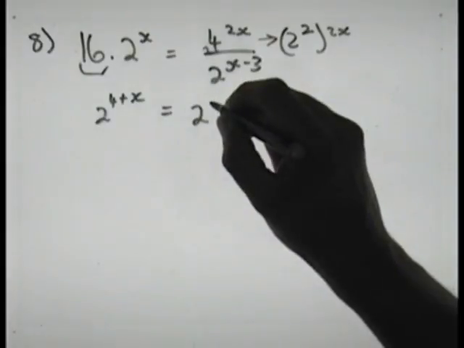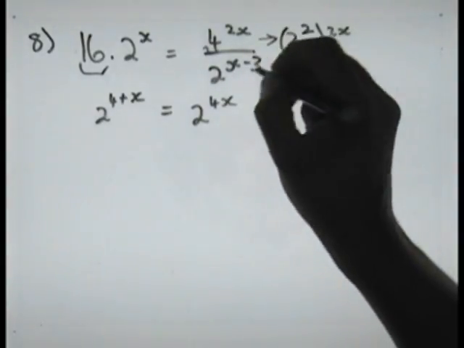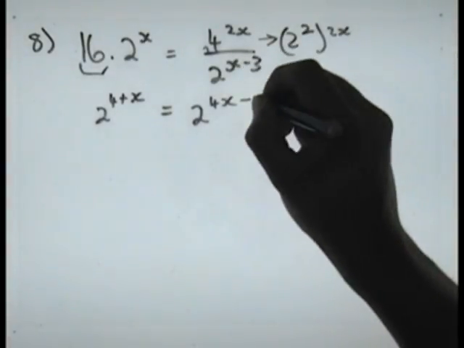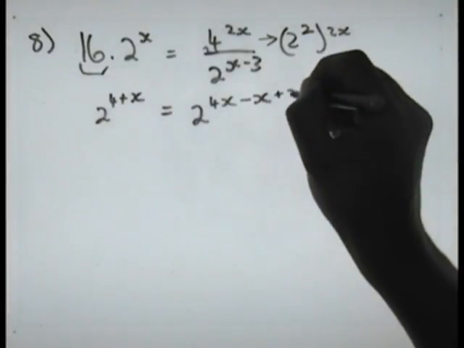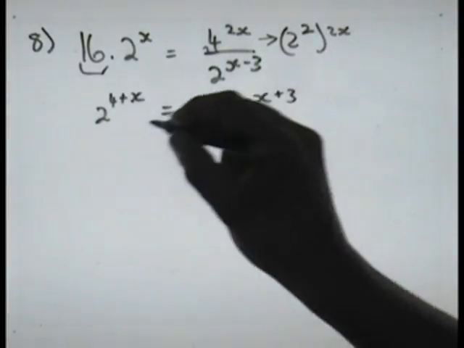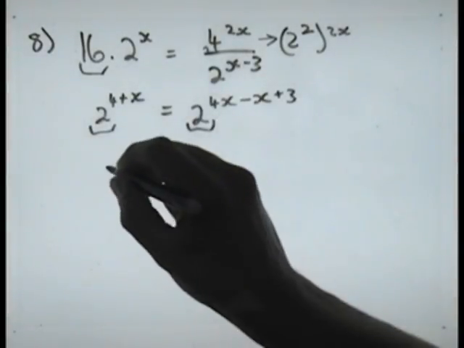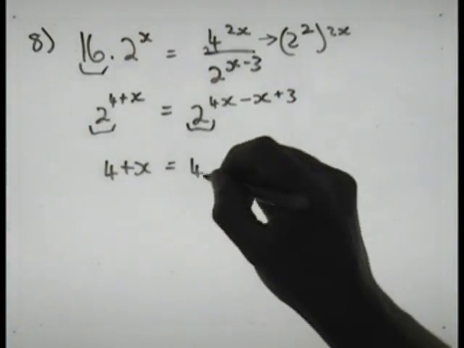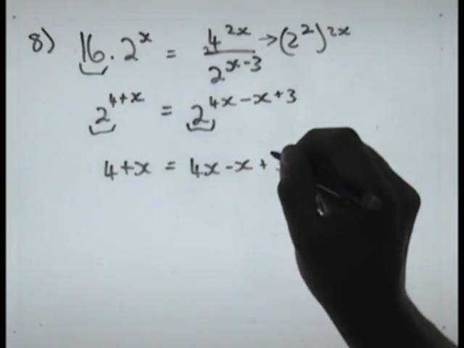So that will become 2 to the power 4x minus, I'm taking this to the top, minus x minus minus 3, which is plus 3. Bases are the same. That means that the exponents need to be equal to each other. That means that 4 plus x is equal to 4x minus x plus 3.